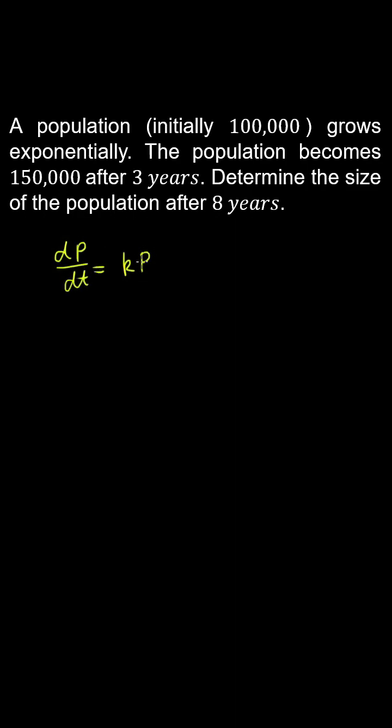Our population grows exponentially, so the rate of change of the population with respect to time is proportional to the population by the rate constant k. And we're asked to determine the size of the population after 8 years. So if you solve this differential equation, what you'd get is the population at time t is equal to the initial population by e to the power of kt. So this is a particular solution.